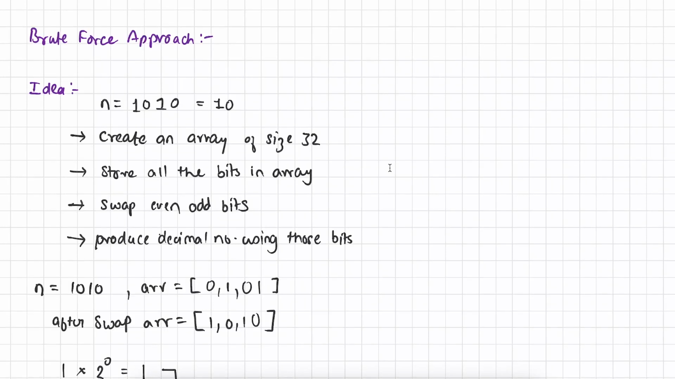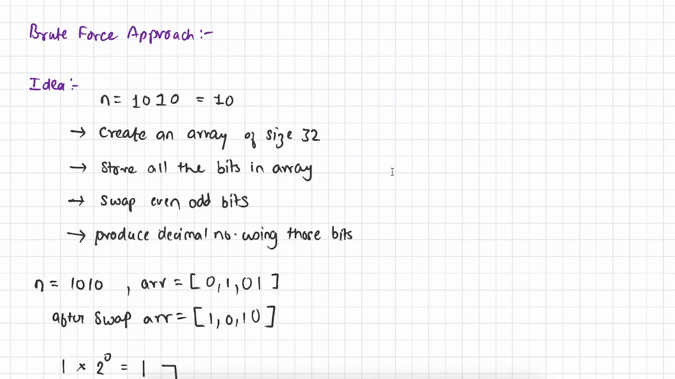Okay, let's first see the brute force approach to solve this problem. The idea is really simple. Let's say we have a number 10 and the binary representation of this number is 1010. Here we are considering 32-bit numbers because in Java integers are represented in 32 bits.